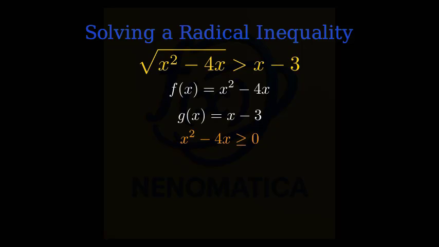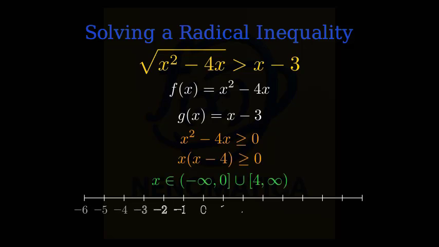Because there is a square root, the radicand must be non-negative: f of x ≥ 0. Factoring gives x(x - 4) ≥ 0. So the domain for the square root is the union of two intervals, negative infinity to 0, including 0, union 4 to infinity, including 4. Let us see this domain on a number line. We mark the critical points 0 and 4 and highlight where the radicand is non-negative.